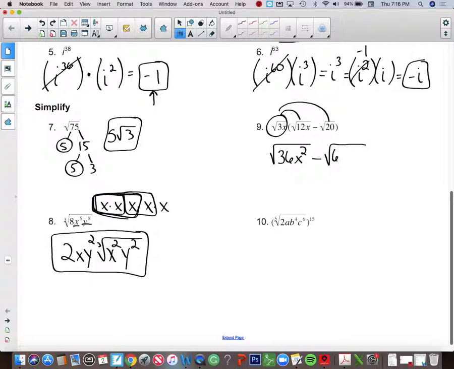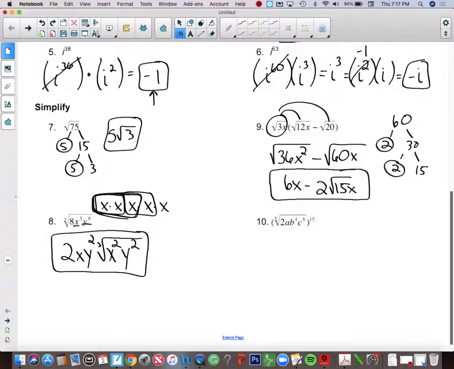Okay, I have to put my 60x here. This is just 6x. And then we have to break that 60 down. So let's do 2, 30, 2, 15. And I know that that 15 is just going to be a 3 and a 5, so I can take my 2's right here. So it'll be minus 2 square root 15x. And remember, we cannot do anything else from there because we have to have exactly the same radical in order to add or subtract anything. We can't put anything together there.